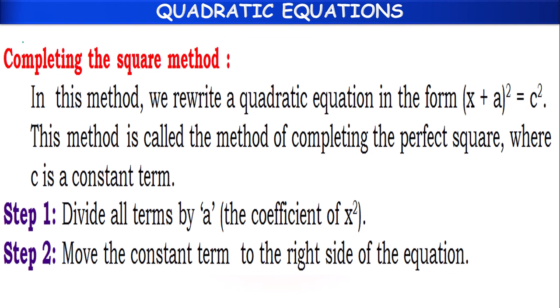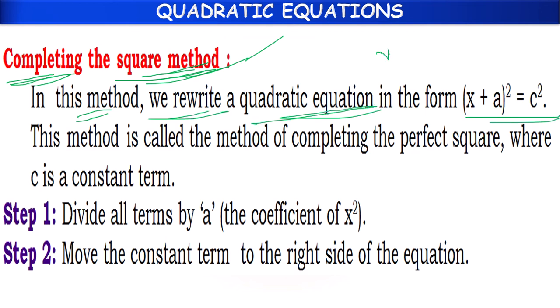Here, children, completing the square method. The third method for solving a quadratic equation is the completing the square method. In this method, we will write the quadratic equation in the form of x plus a whole square equal to c square. After writing like this, we can solve the quadratic equation.